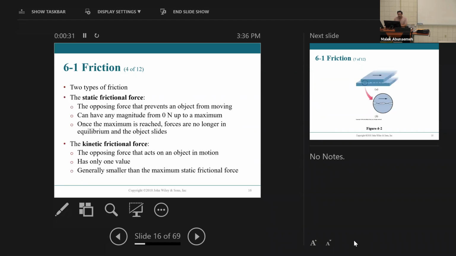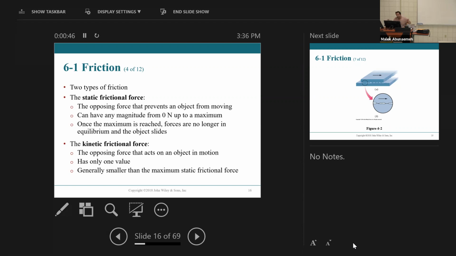Now, there are two types of friction: static friction and kinetic friction. With static friction, the opposing force will prevent an object from moving. It can have any magnitude from 0 newtons up to a maximum. Once the maximum is reached, forces are no longer in equilibrium and the object slides.